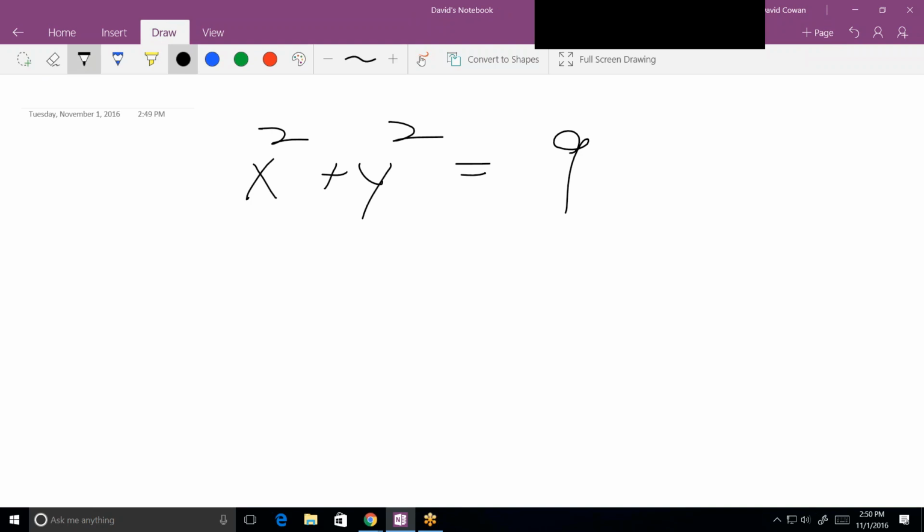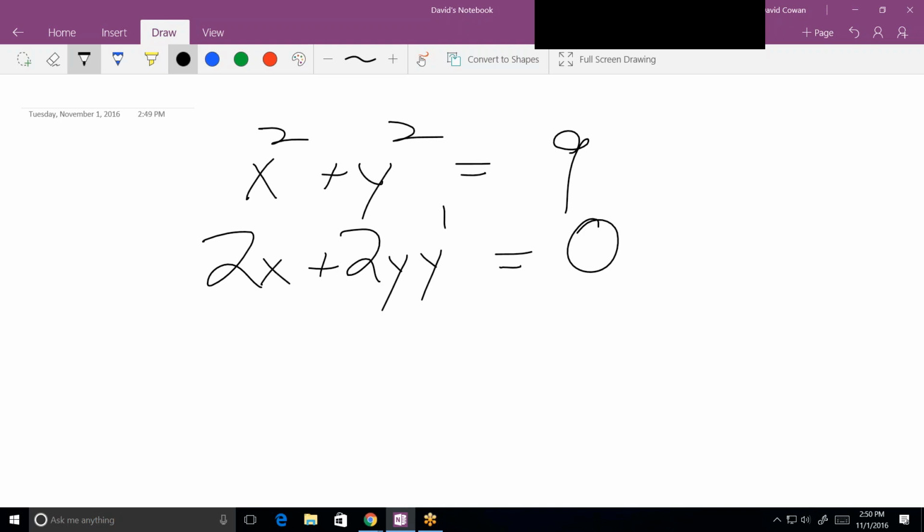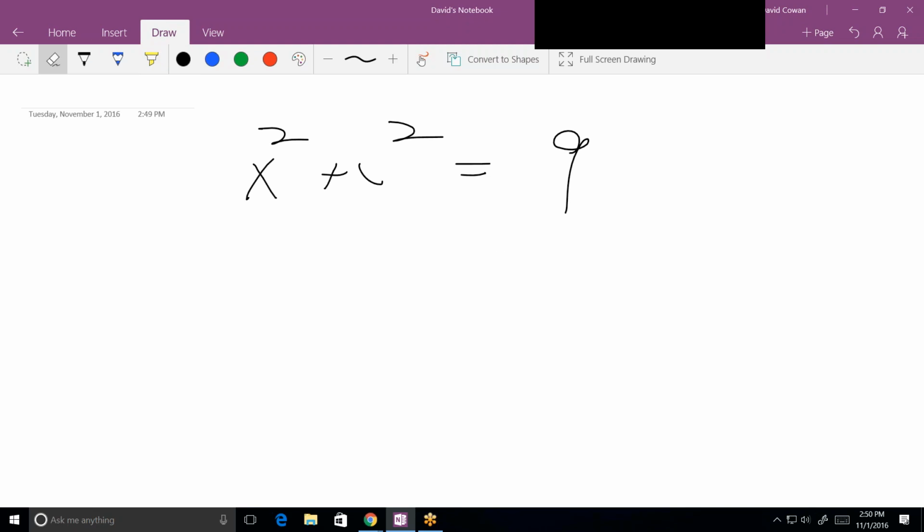Implicitly differentiate this with respect to x. It would be 2x plus 2y y prime equals zero, and then you solve for y prime. Well, in this particular problem, I was able to do it either way. I could have done it explicitly or implicitly.